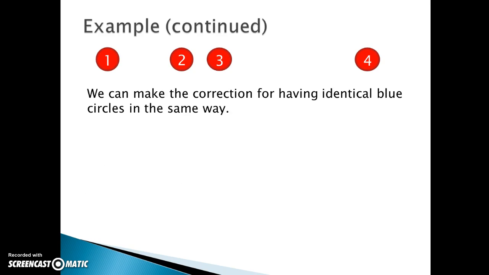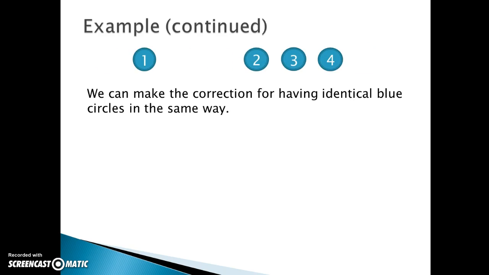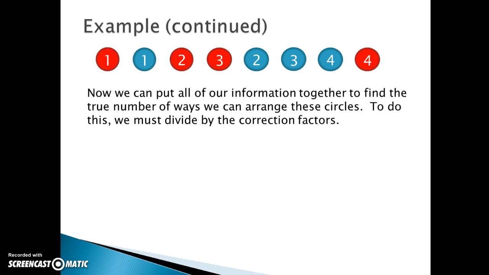We can make the same type of correction for having identical blue circles. We look at just the blue circles, and then we would have the number of blue circles factorial. Once again, this happens to be 4 factorial, or the same 24. Now we can put all of our information together to find the true number of ways we can arrange these circles. To do this, we must divide by these correction factors: the number of red circles factorial and the number of blue circles factorial.